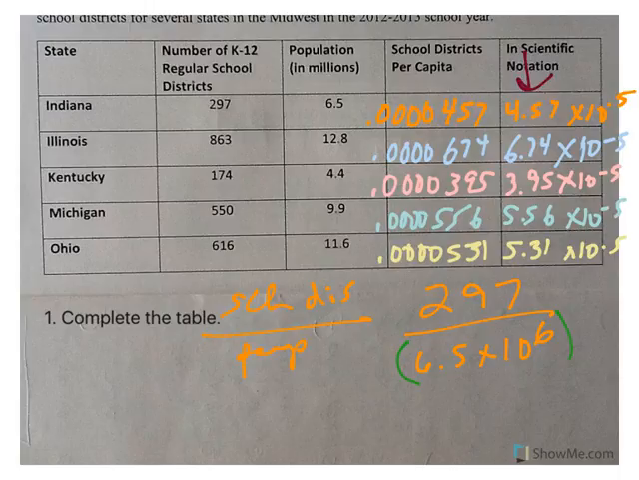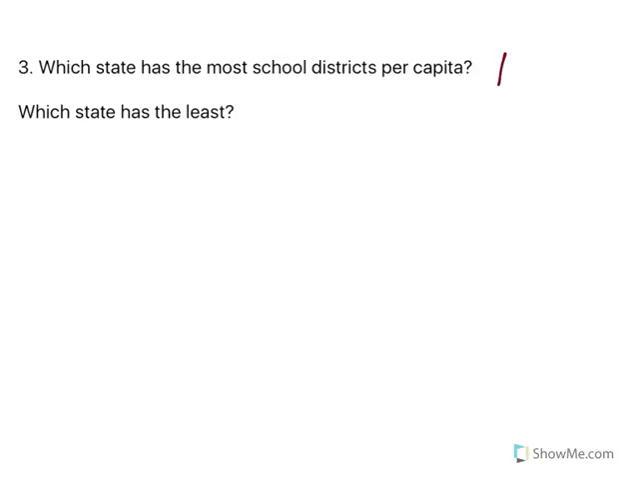This only works because all of these exponents are the same. So they're easy to compare because they're all the same. If there'd be any difference, you'd have to go per 100,000 or per 10,000. Make them consistent. But right now they're all times 10 to the negative fifth, so they are consistent. So you can go ahead and make that comparison. So who has the most? Illinois. Who has the least? Kentucky. And that's playing with per capita.